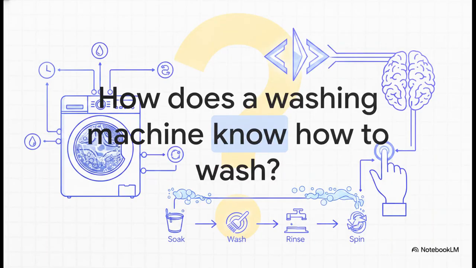How exactly does a washing machine know how to wash your clothes? It doesn't have a brain, right? It doesn't possess human intuition, and it definitely doesn't just wake up and decide to be helpful on laundry day. Yet you press one button, and it perfectly executes this highly complex sequence of soaking, washing, rinsing, and spinning. It is entirely powered by an invisible logic that we pretty much take for granted every single day.